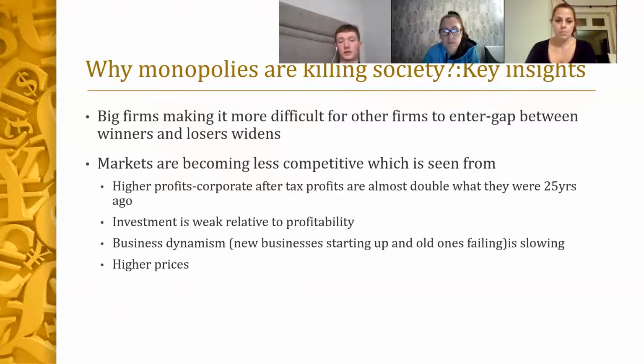The market's lack of competition as a result of this is seen in investment being weak relative to profitability, and higher profits also. Corporate after-tax profits are almost double what they were 25 years ago, which is a significant increase. Also, business dynamism is slowing down. This is because there are far fewer businesses starting up and fewer failing, because there's one firm dominating the market, and it doesn't provide scope for change. And also, finally, higher prices.